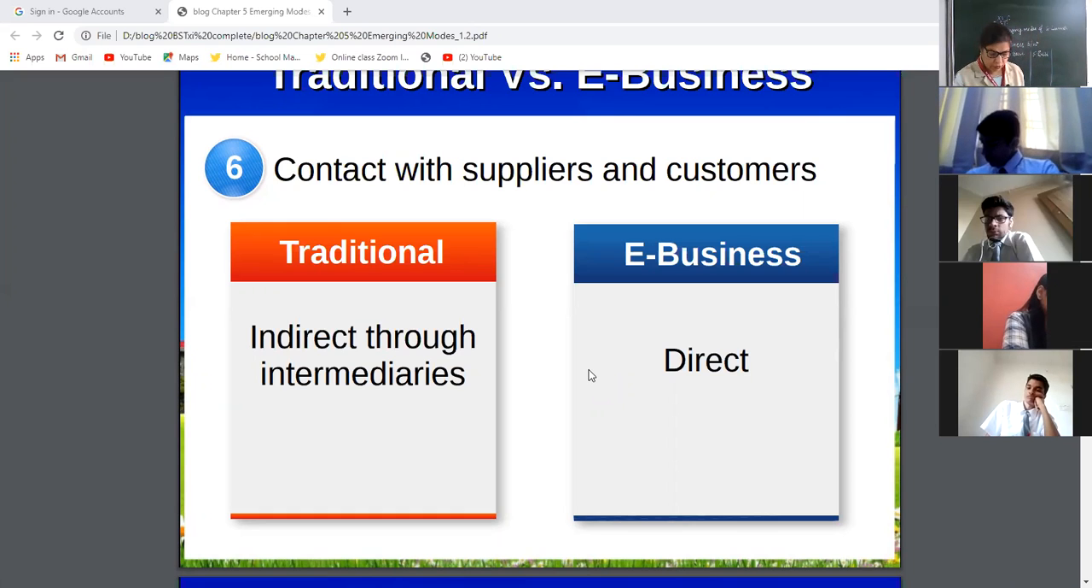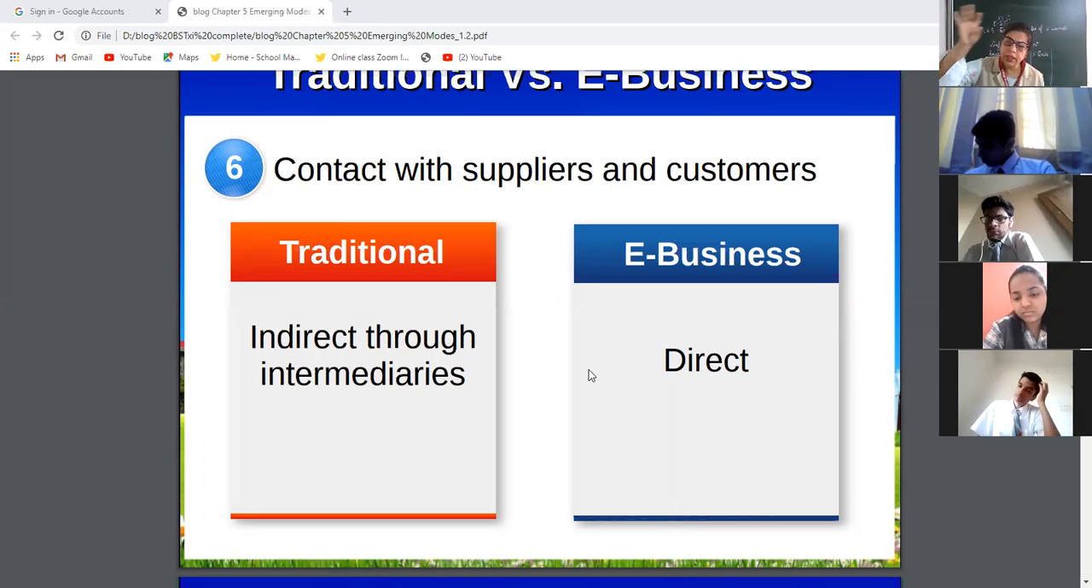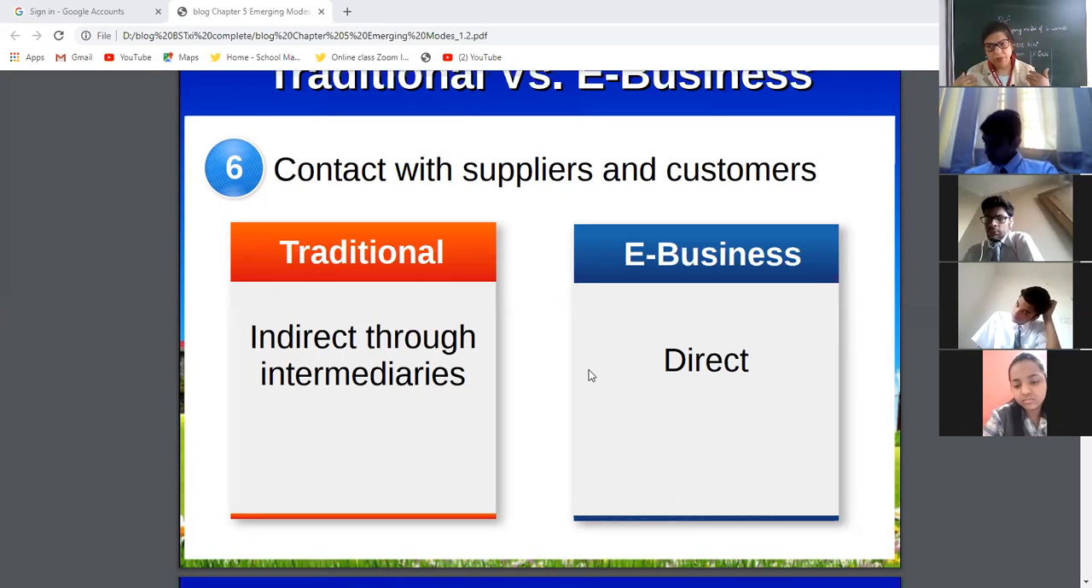Which type of channel? First of all, wholesalers and retailers. The producer produces goods somewhere in some part of the country. Then they supply it to wholesalers. Wholesalers supply it to retailers and we consumers buy from retailers. That's why it is indirect, and these are the channels of distribution. Wholesalers and retailers are known as intermediaries.